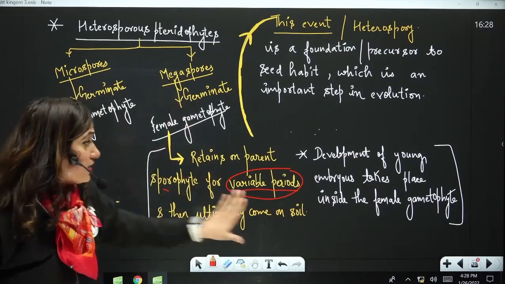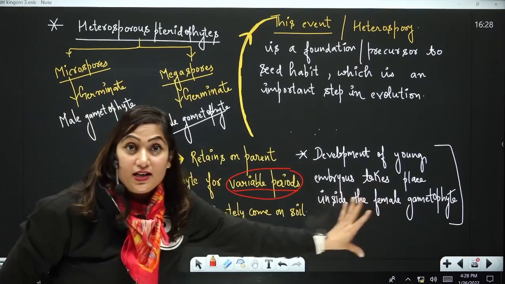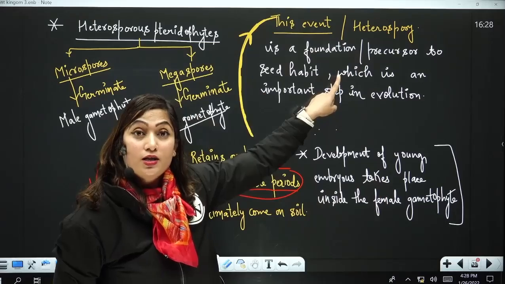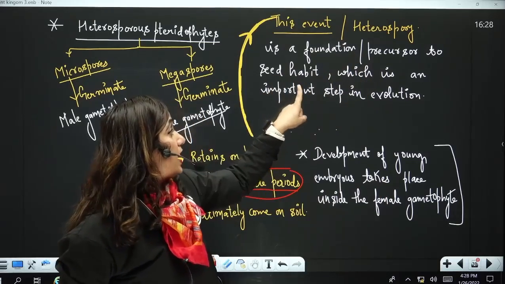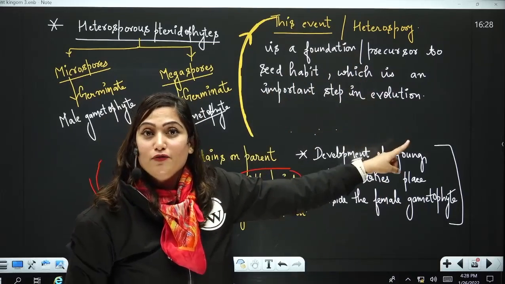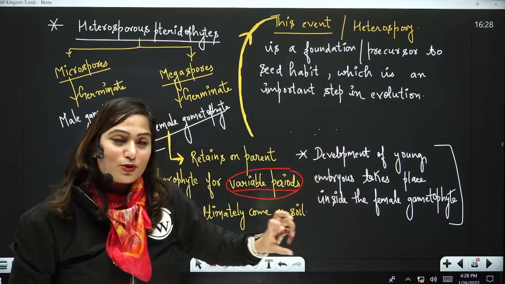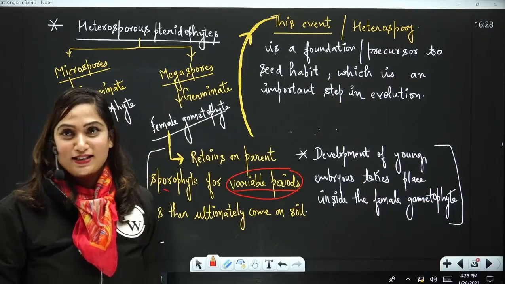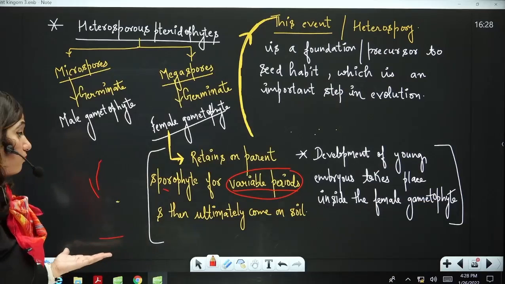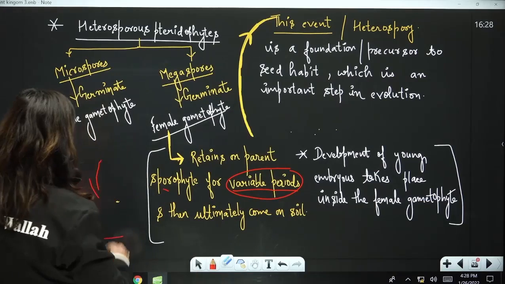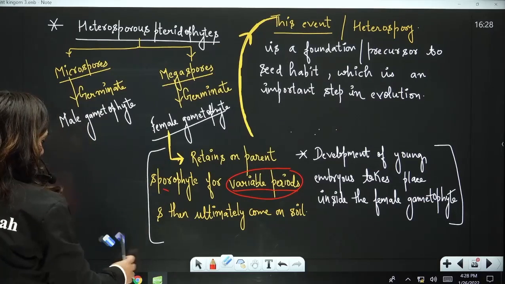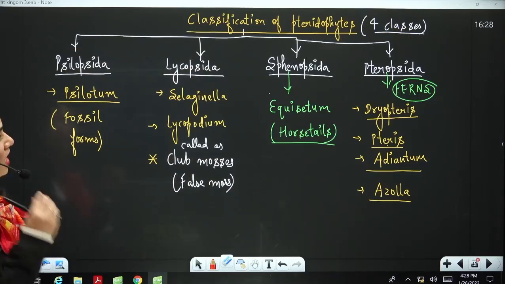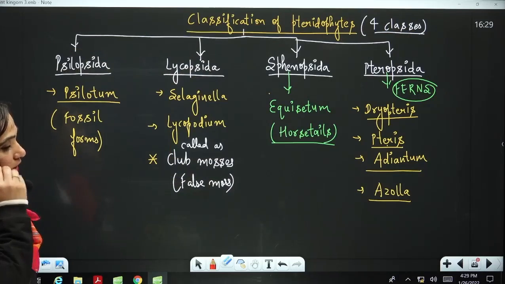So this event, the lines of NCERT, this event and heterospory is a foundation, starting or precursor to the seed habit, which is an important step in evolution. Because of this step, gymnosperms have evolved, and then later on angiosperms. I hope these lines are clear to you. These are very important lines, right? Now, classification of pteridophytes.